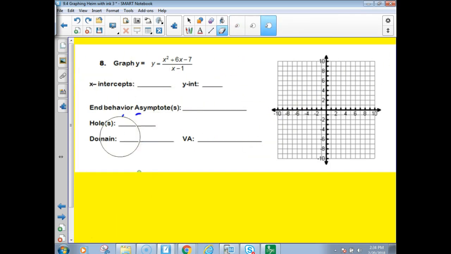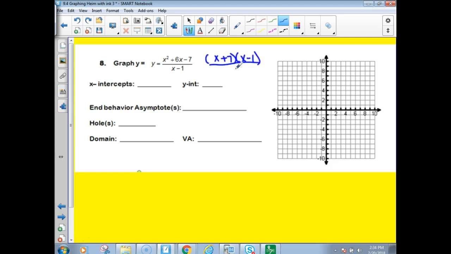All right, so what we're going to find out on this one is this has a discontinuity, or hole in the graph, because the numerator factors to x plus 7 times x minus 1. That shows that I have a common factor to both the numerator and the denominator. So if I cancel that out, I end up with y equals x plus 7. What kind of graph is y equals x plus 7, guys? Yep, it's linear. I heard a line. Great. You got it.